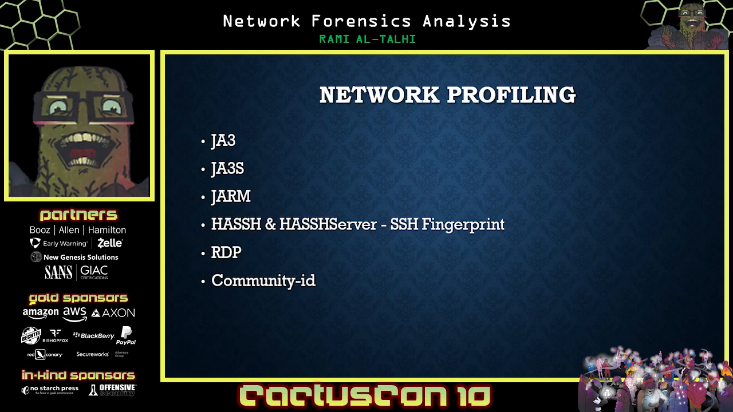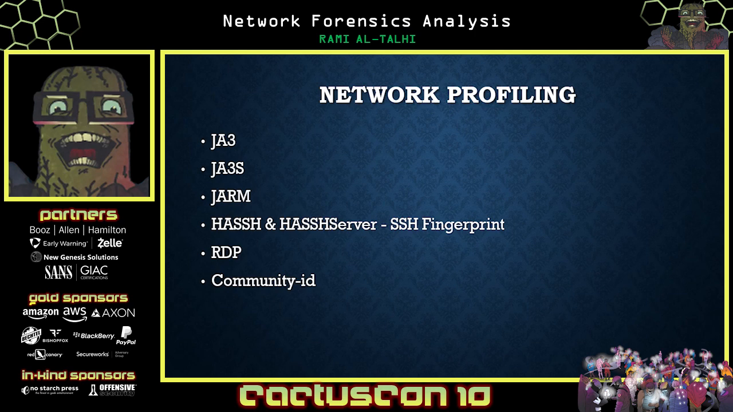And we will discuss JA3, which is a way to identify and profile the TLS traffic that is initiated from the host machine. Also JA3S, which is the same as JA3, but it identifies the servers. The third one, JARM, is a way to identify the servers, and we can actually categorize the servers based on their TLS mechanism, as we will see in the next slide.